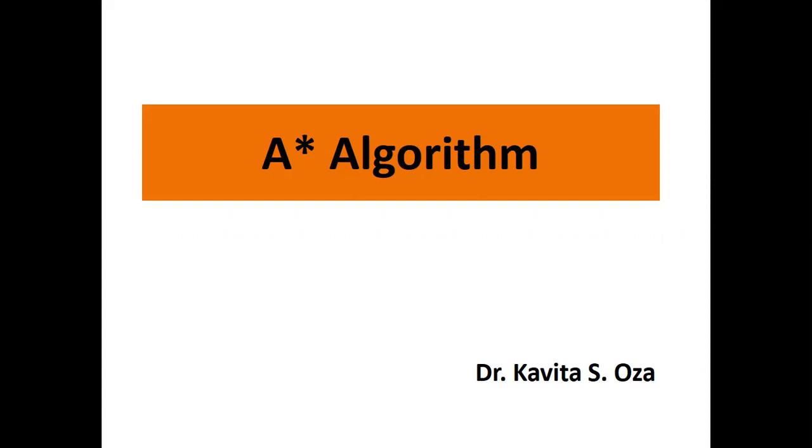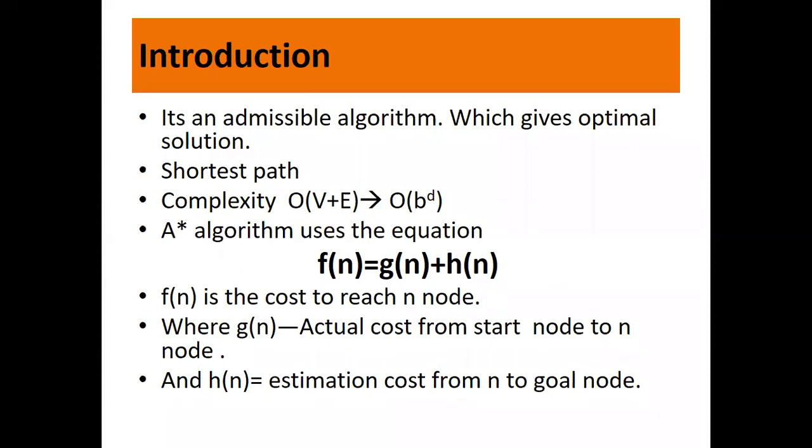Today we'll talk about A star algorithm. This algorithm is an informed search algorithm. I hope you all remember informed and uninformed search what we spoke about in the previous lectures. It's an informed search which uses heuristic function. So it's an admissible algorithm.